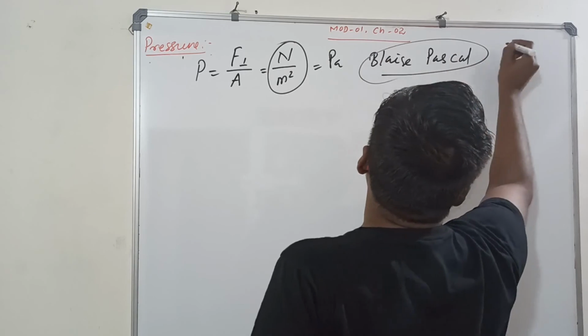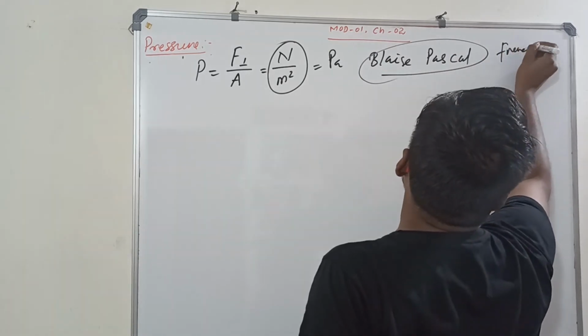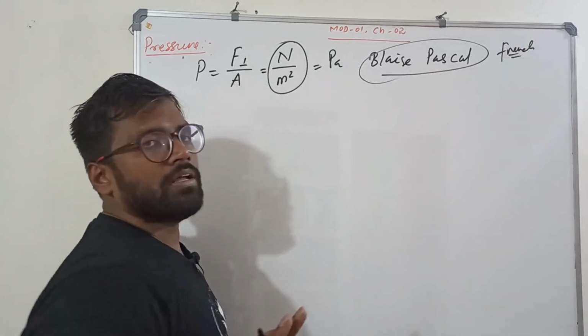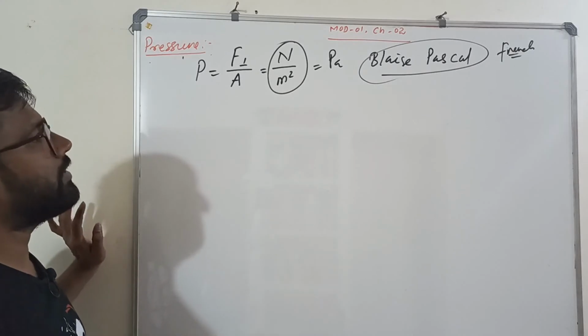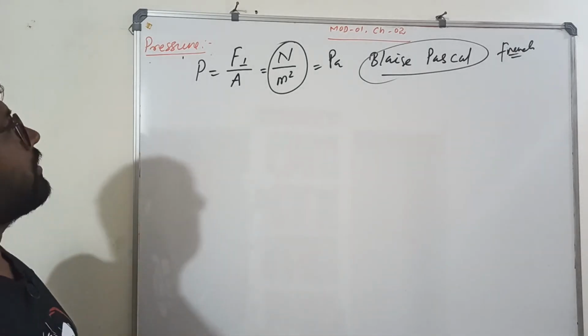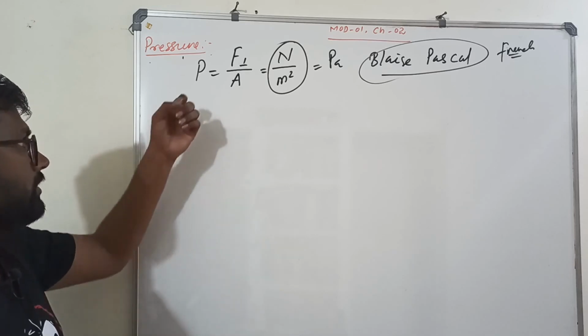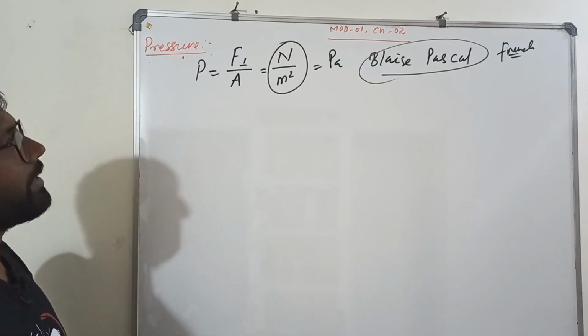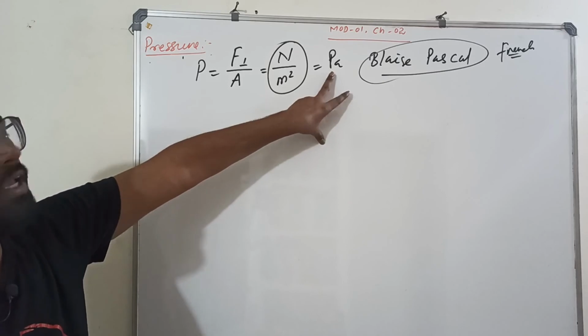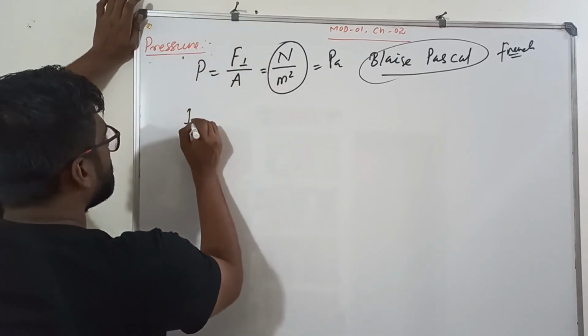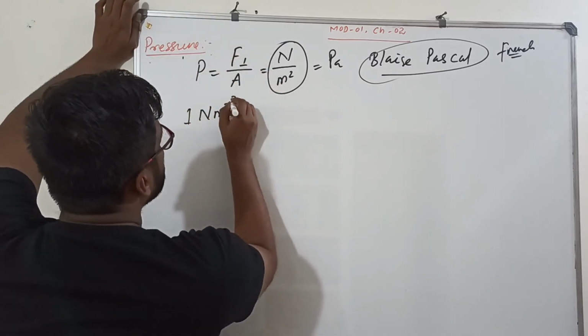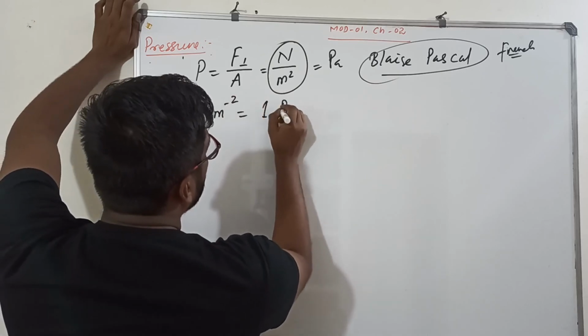Okay. He is a French scientist. He has done tremendous work in fluid statics and fluid dynamics. So to honor him, the unit of pressure has been named as what? Pascal. Okay, so 1 Newton per meter square is equal to 1 Pascal.